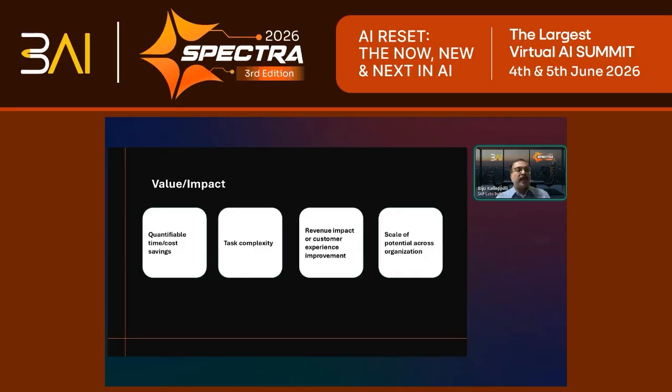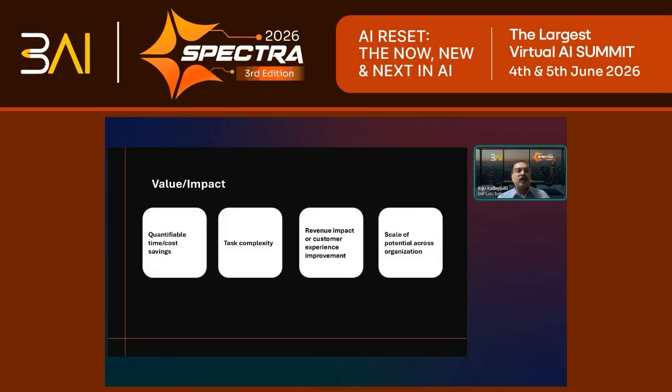What is the value that you bring out of this? Value can be measured in different terms. Some of the guidelines are given here. Is there a quantifiable time or cost saving by implementing this use case? If the answer is yes, of course, it has the valid use case qualification.